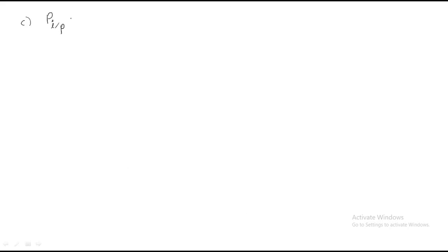Input power, total power. Generally, input power we can write as output power plus a combination of losses. Output power plus losses, right? The losses are already given, so we can divide the losses like this.